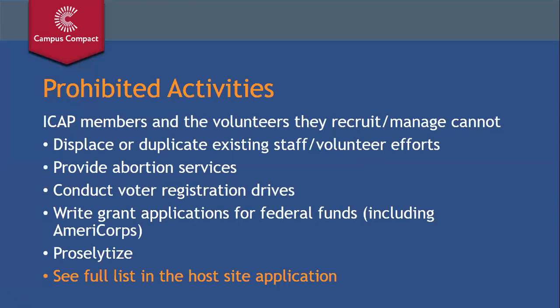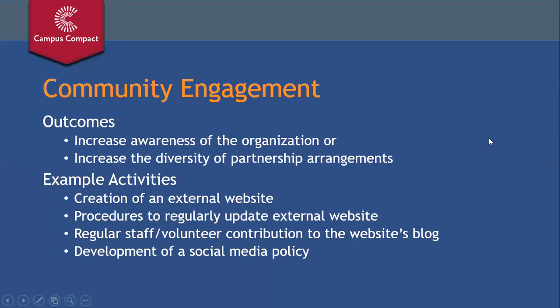There's a full list in the host site application that you can view. If you do have questions about this, please feel free to ask before you apply, so that we can ensure that you're meeting all those requirements. But what are the specific interventions that we have, and more importantly, what are some examples of things that happen? Under the area of community engagement, some outcomes that you or your nonprofit partners can expect to experience would be increased awareness of your organization or increased diversity of partnership arrangements. There are some example activities here. There's a whole list in the actual application instructions, and you can read through those just to get an idea of what falls within that.